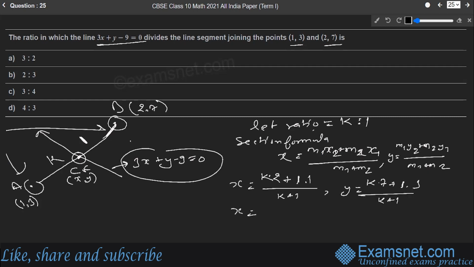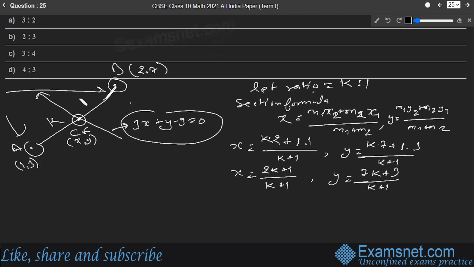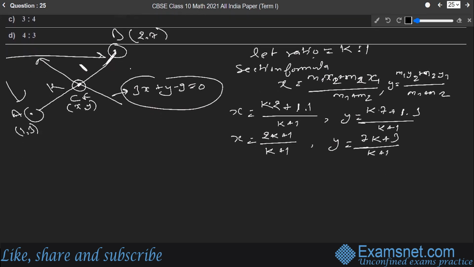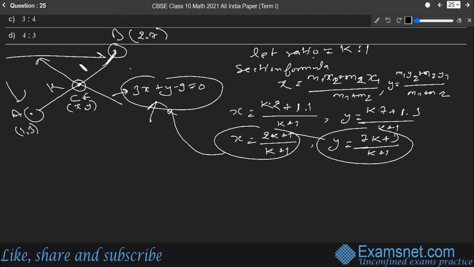So ultimately they come out to be 2k plus 1 divided by k plus 1 for the x coordinate, and the y coordinate comes out to be 7k plus 3 divided by k plus 1. So these are the x and y coordinates that we receive. These are the coordinates of the point C. Now, this point C has to fall on the line whose equation is given, because these points should lie on this line only, so they should be able to satisfy this line.